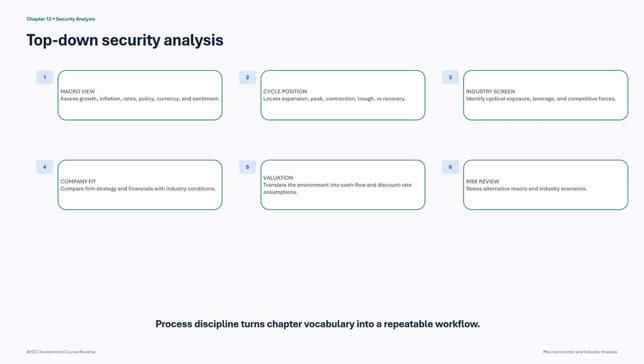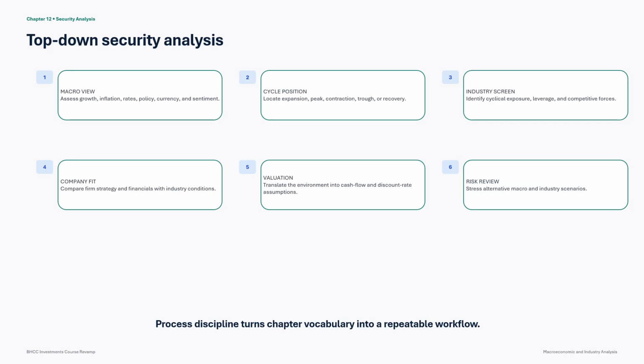Step 4 is company fit. Compare the firm's strategy and financial condition with the industry environment. One airline may have a stronger balance sheet, a better route network, and more fuel hedging than another. One software company may have mission-critical recurring revenue and strong free cash flow, while another depends on cheap capital and customer growth that never reaches profitability. Industry averages are useful, company specifics pay the bills.